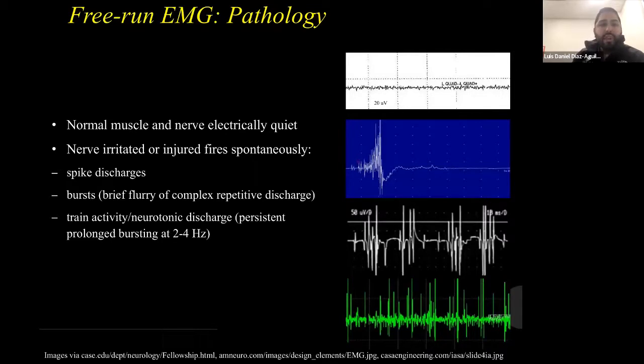A simple free run EMG allows us to identify irritated or injured nerves, which are firing spontaneously, versus the normal muscle and generally electrically quiet waveform we can see at the top, compared to the spike discharges, bursts, or train activity, leading to neurotonic discharge with prolonged bursting.